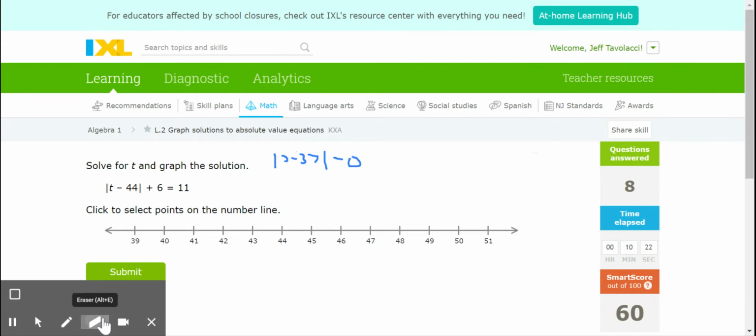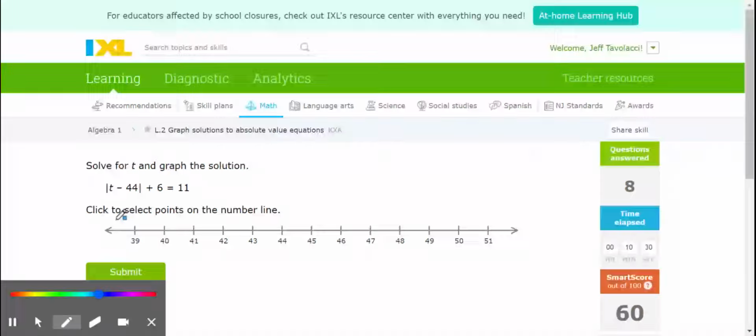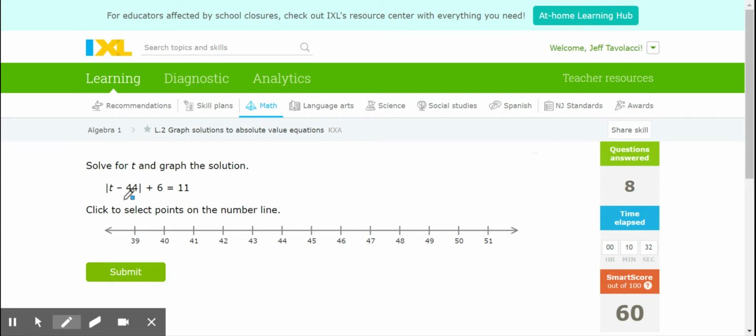Okay, I'm going to do maybe one of these. Now, as we get closer to 90, you're going to have to do a little bit more work before you set up. But basically, all this means is we have to do a little work to isolate the absolute value. So I'm going to subtract 6 from both sides first. And now we end up with absolute value of t minus 44 is equal to 5.